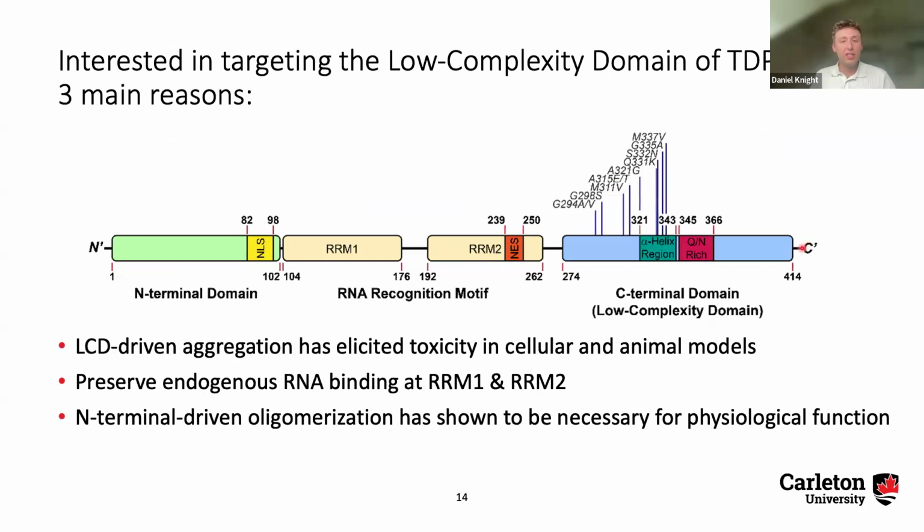And so in addition to that proven toxicity, one thing that we're looking to preserve using a nucleic acid-based strategy is to preserve the endogenous nucleic acid binding. So because this protein is made to bind endogenous RNA and DNA, we want to make sure that we're protecting those domains. So those bind at the RNA recognition motifs here. So we don't want any of our nucleic acid aptamers to interfere with the binding and the protein carrying out its role. Also, we could just as well look at the N-terminal domain, but studies have shown that its oligomerization is actually necessary for physiological function. So we don't really want to disrupt that oligomerization process, hence targeting this C-terminal domain.